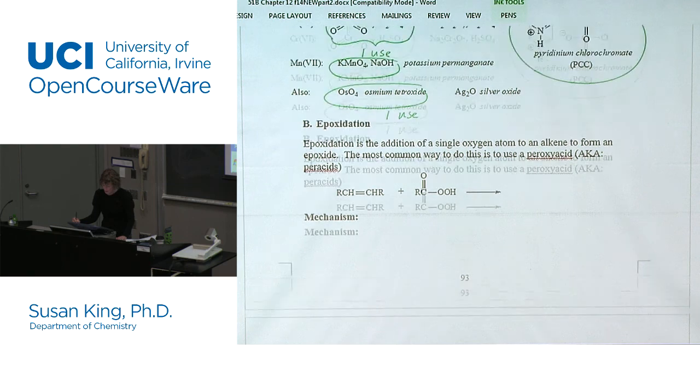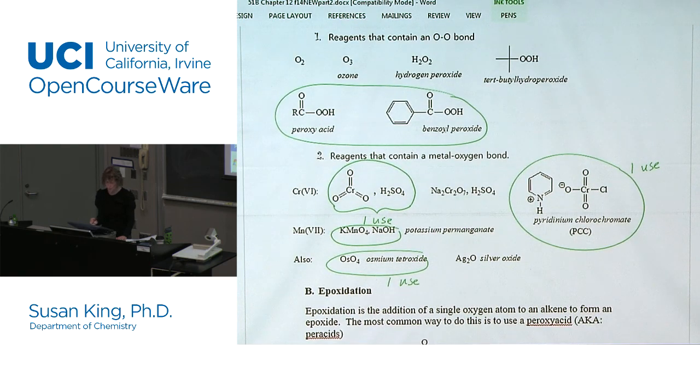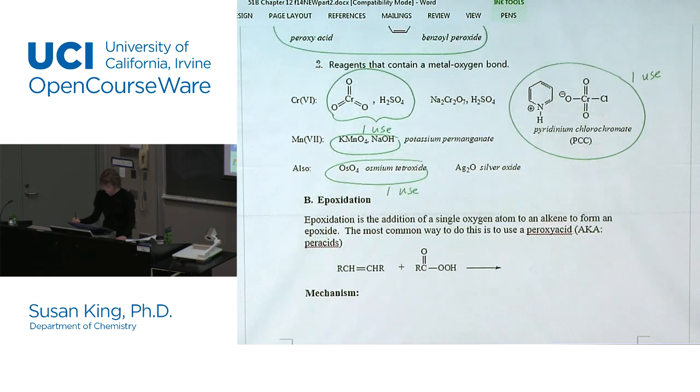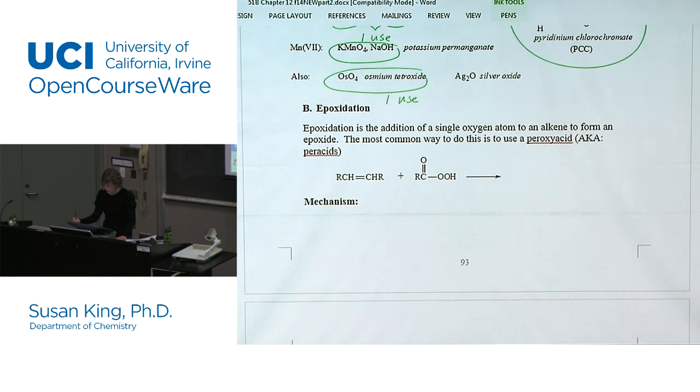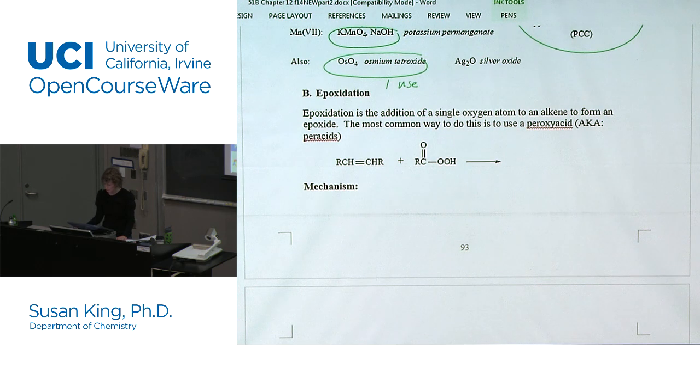We're going to talk first about epoxidation. And epoxidation, that's when we're going to use the peroxy acids. So epoxidation is the addition of a single oxygen to an alkene to form an epoxide. Famous reagents. You're going to use this a lot. And so here's the idea. We have an alkene plus a peroxy acid. I'll show you stereochemistry in a minute. I'm just drawing this without stereochemistry. Your side product is a carboxylic acid.